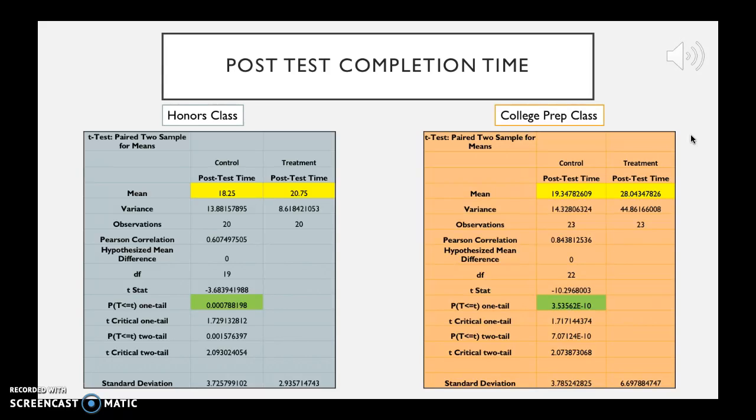For the college prep class, there was a difference of 8.7 minutes between the control and treatment groups, with the control group taking an average of 19.35 minutes with a standard deviation of 3.8 minutes, and the treatment group taking an average of 28.04 minutes with a standard deviation of 6.7 minutes. The p-value indicated the difference was very highly statistically significant, as seen by the green highlighted number on the chart.